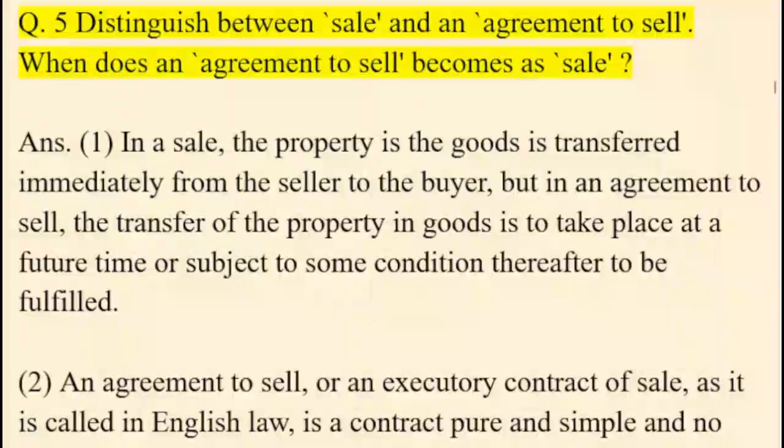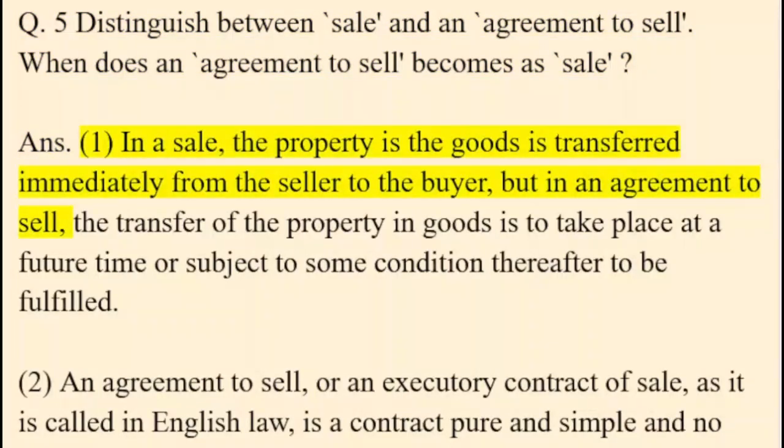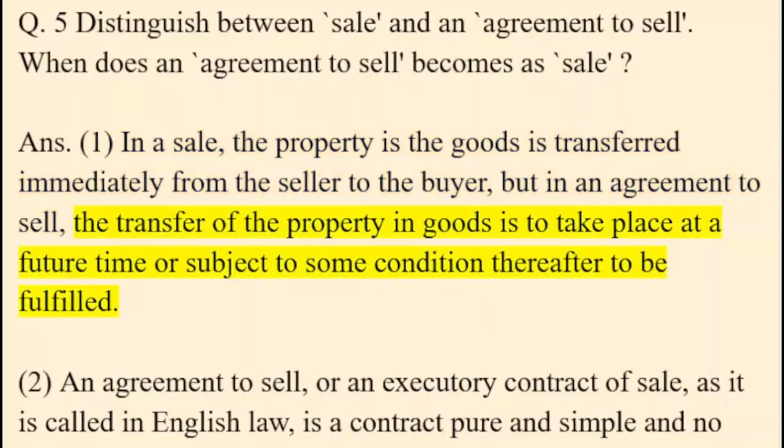Q. 5. Distinguish between "sale" and an "agreement to sell". When does an "agreement to sell" become a "sale"? Ans. 1. In a sale, the property in the goods is transferred immediately from the seller to the buyer, but in an agreement to sell, the transfer of the property in goods is to take place at a future time or subject to some condition thereafter to be fulfilled.